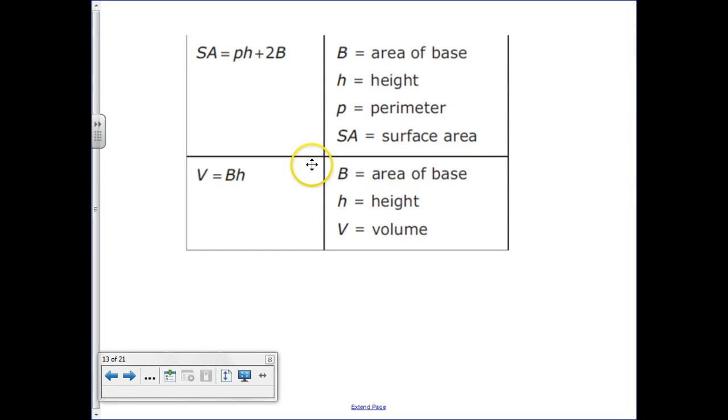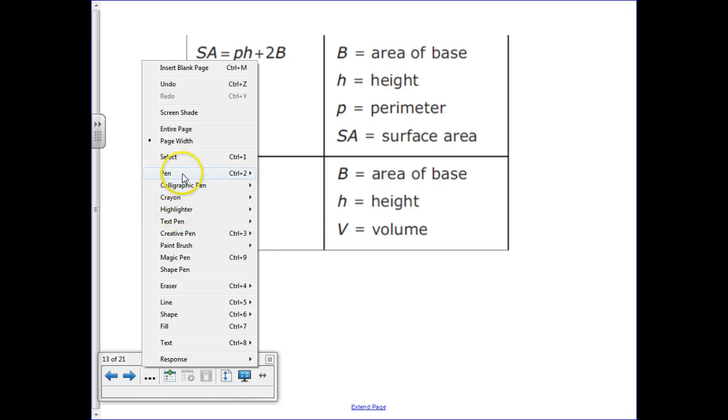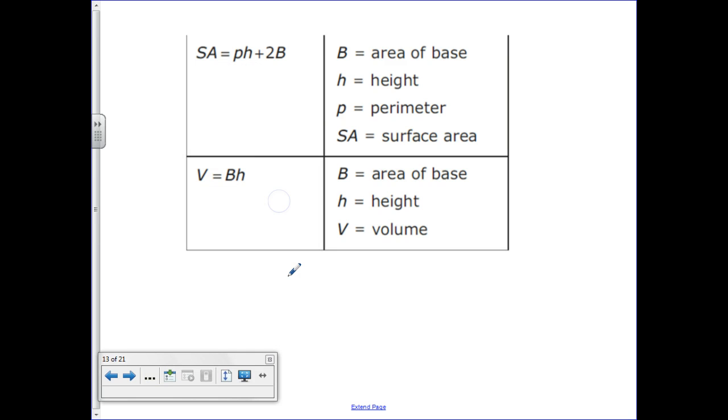All right, today we're going to tackle surface area, and specifically we are going to talk about surface area of cylinders. Now, on your formula sheet for the MCAs, they define surface area this way, as PH, P being the perimeter, H being height, plus 2 area of the bases.